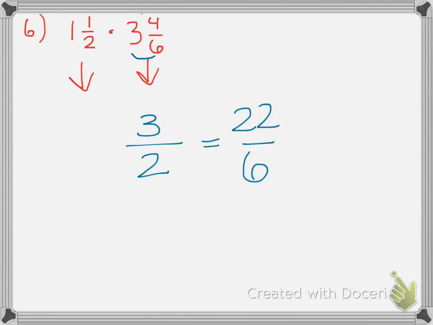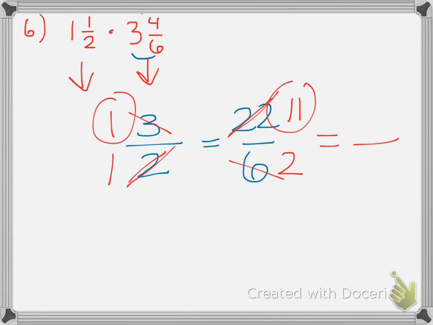Hopefully you tried to simplify before. I call it cross-simplifying. You can divide both of those by 3. 6 divided by 3 is 2. And over here, you can divide both of those by 2. 2 divided by 2 is 1. 22 divided by 2 is 11. Again, it makes it really slick when you're trying to get your final answer here. It goes fast. So 11 halves, but you can't leave it like that.